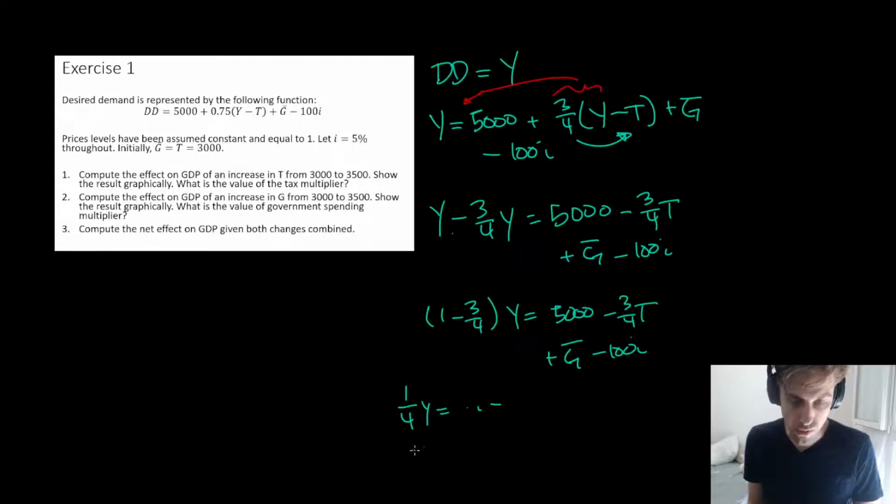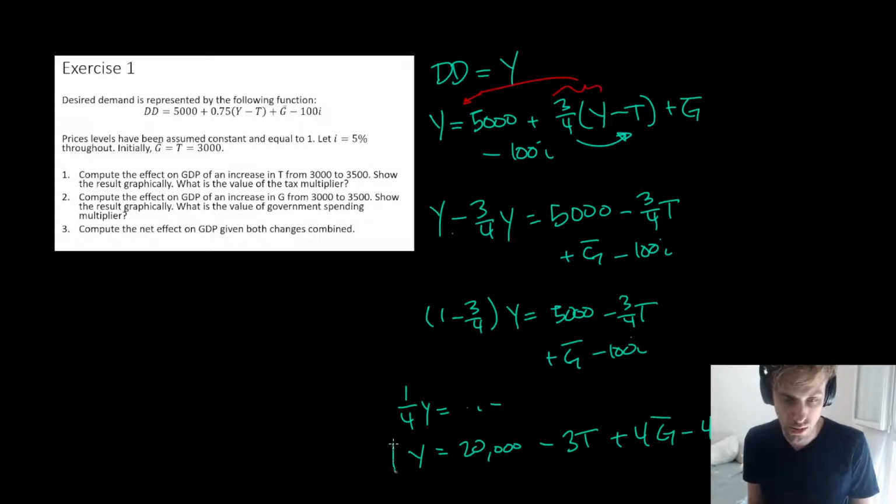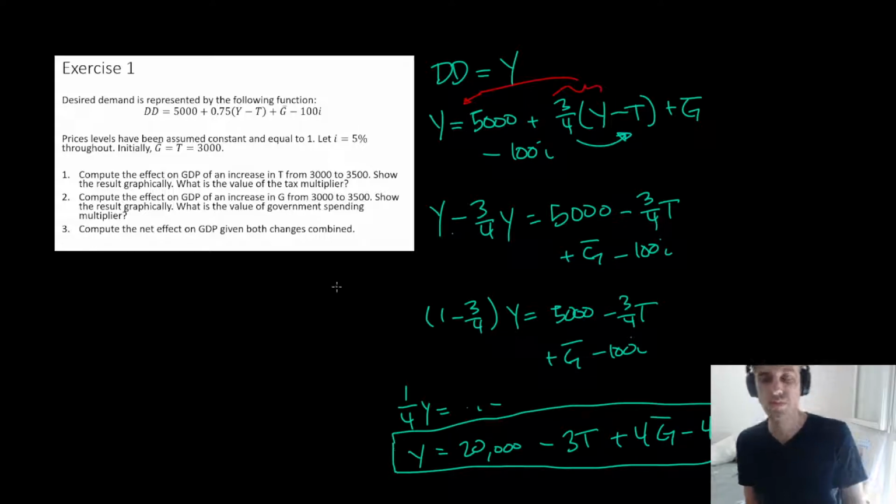And we're going to take that over. So we'll multiply everything by 4. So we'll get Y equals 20,000 minus 3T, because the 1/4 and the 4 cancel, plus 4G bar minus 400i. And I will draw a box around it, even though it is not the answer to the question. The answer to the question is, what happens when the value of T changes? So let's begin the actual answers.